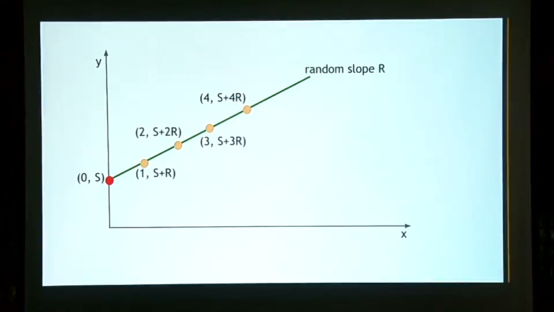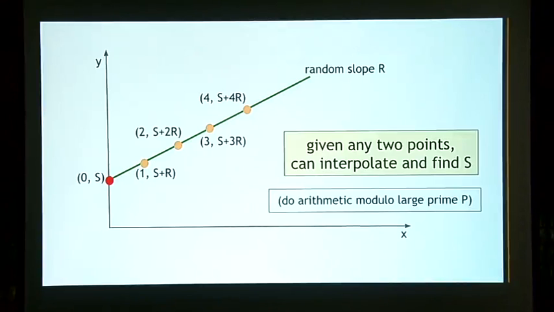Okay, now, if you think about it, you can convince yourself that given any 2 points, you can interpolate and find S, right? That's a property of a line. Given any 2 points on a line, you can interpolate the line. Imagine setting down a ruler that exactly touches, say, these 2 points, and then you can just draw a straight line along that ruler. So given any 2 points, you can reconstruct what this line is. You can see where the line crosses the y-axis. That will be 0, S, and that will give you back the secret.